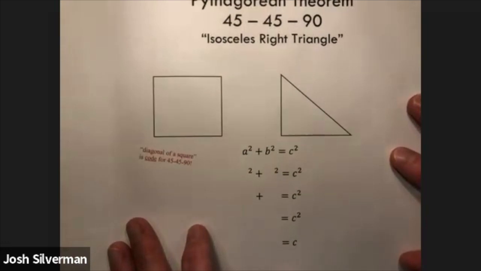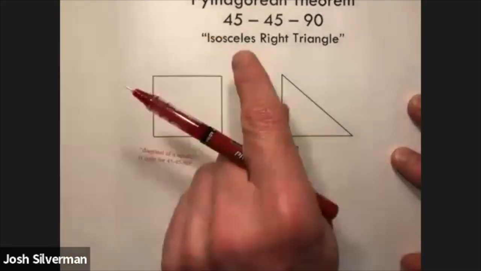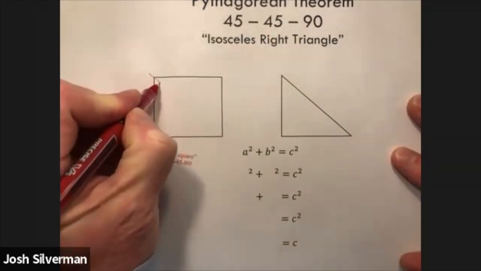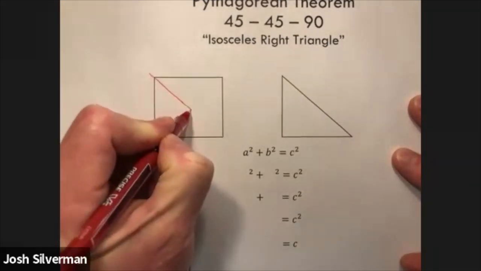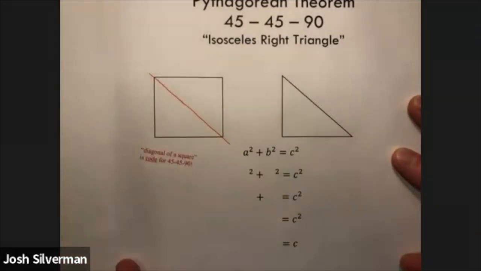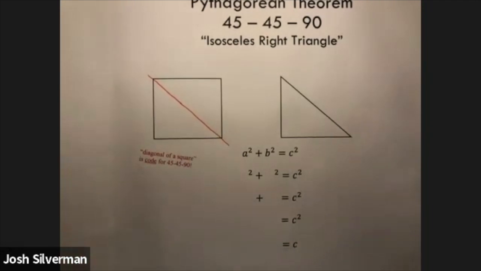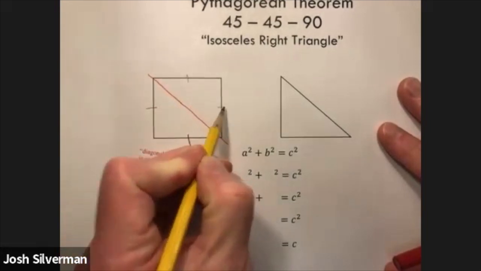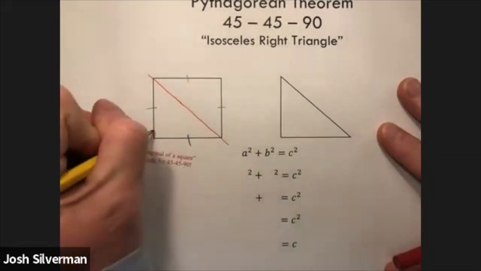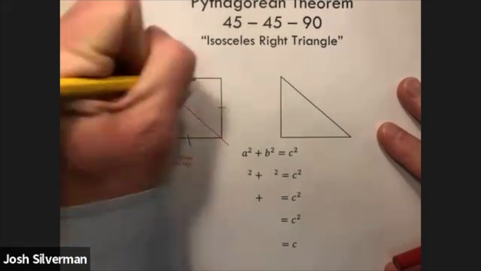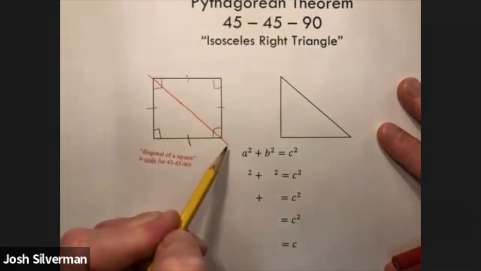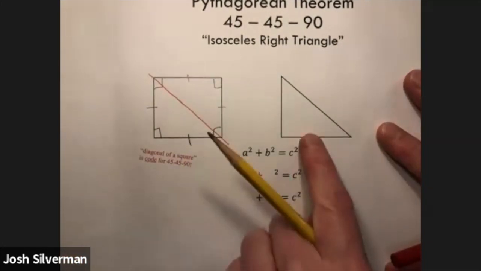45-45-90, aka an isosceles right triangle, is what you get when you cut a square in half along its diagonal. Of course, we know that all four sides of a square are the same. So this and this and this and this, they'll all be equal. We also know that all four angles are right angles, 90-degree angles. So when we take that and we cut it in half along the diagonal, here's what we get.